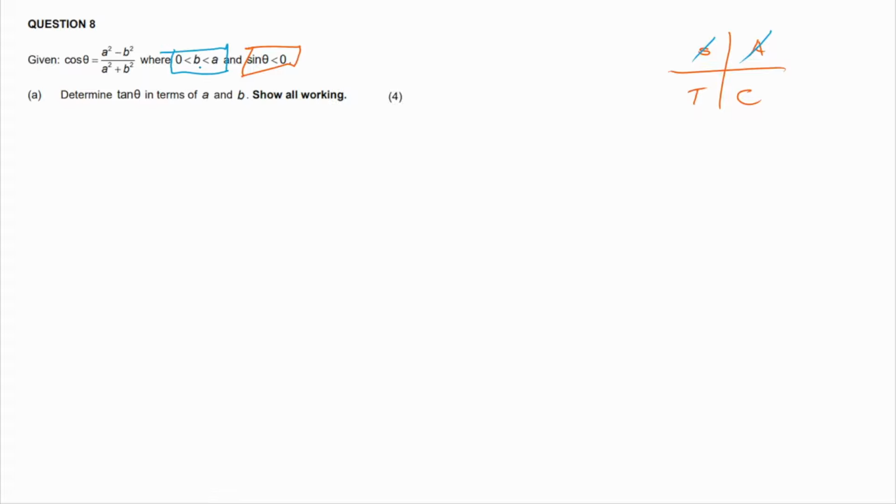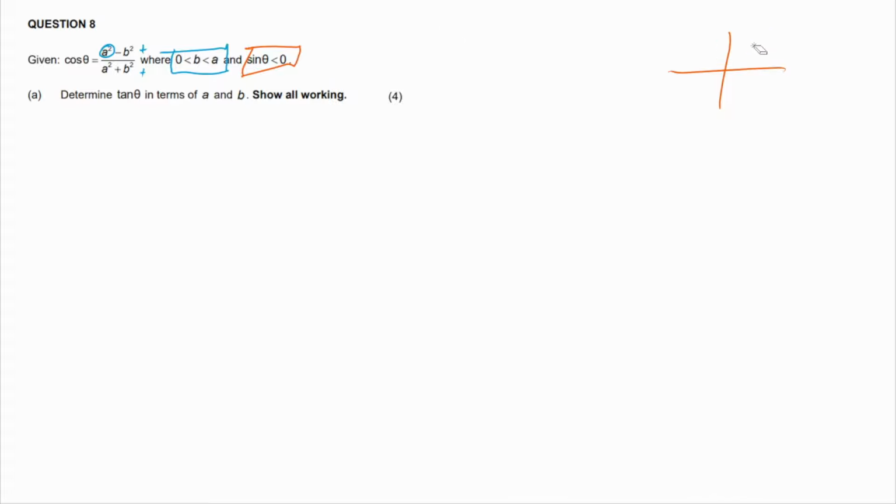So a is bigger than b. If you take a squared minus b squared, a squared will always be bigger than b squared, so this thing here at the top is positive. This thing here at the bottom is always positive, because if you take two square numbers and add them, it'll always be positive. So we know cos theta is positive. So the only quadrant we can be in then is this quadrant over here, 4.